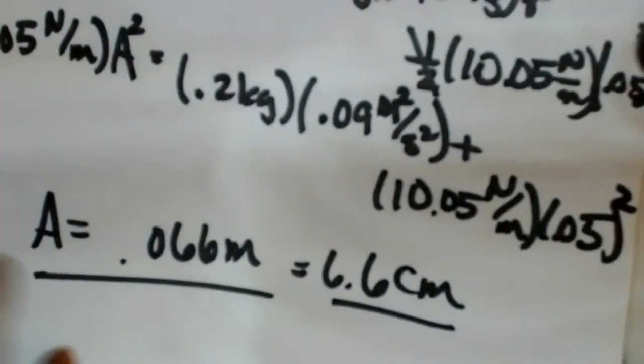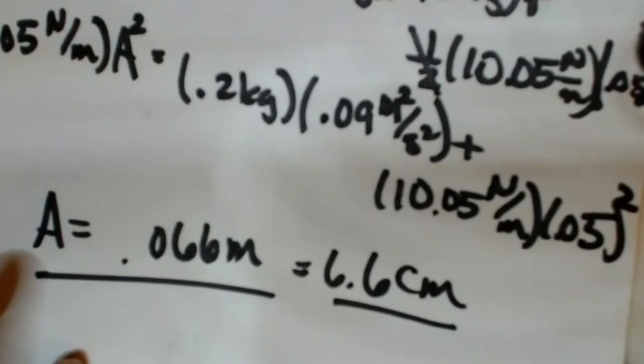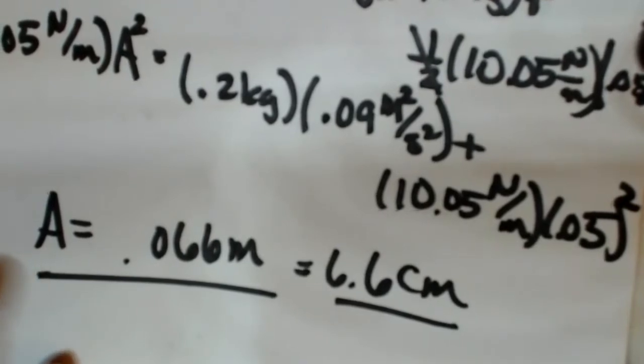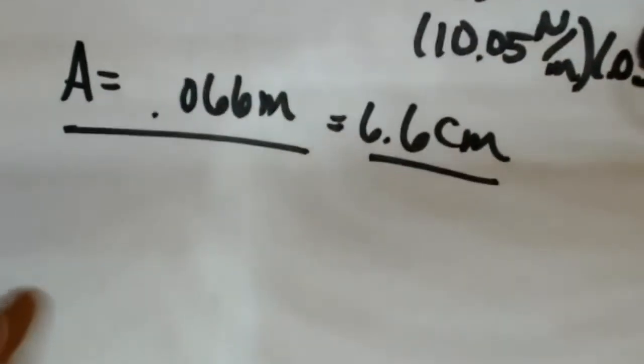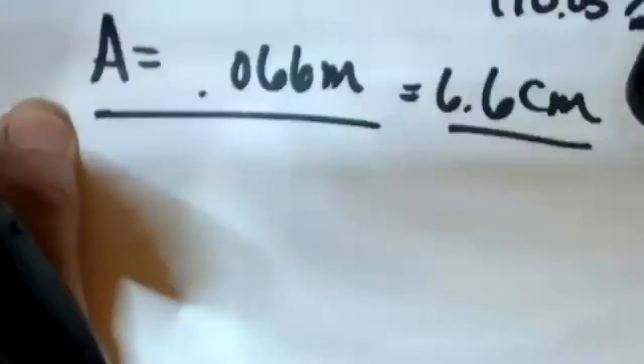All right. There is a C part to this. C part says, what is the maximum speed? The maximum speed is pretty easy compared to what we just did. It's a much shorter process, okay?